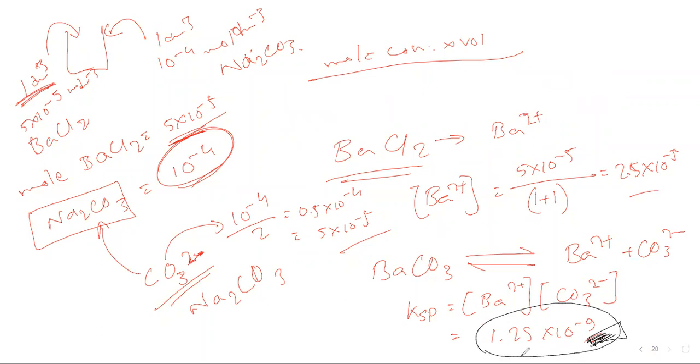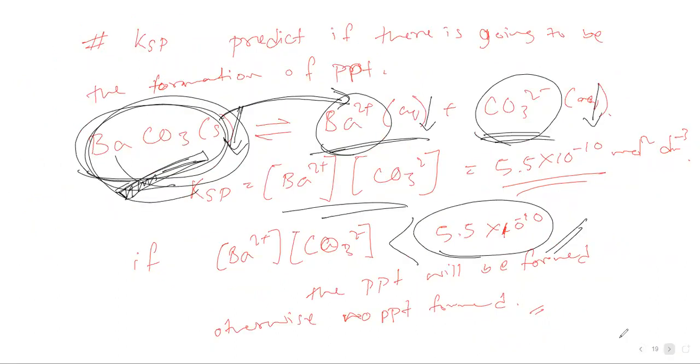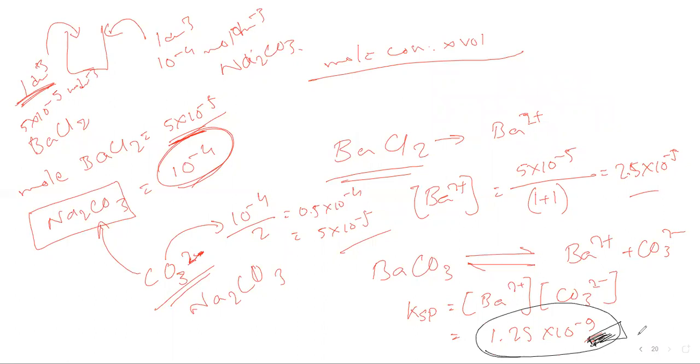So since this KSP value is greater than the value over there, KSP greater means more Ba2 plus and CO3 2 minus concentration. So if the concentration of Ba2 plus and CO3 2 minus is greater, that means it is insoluble. So no precipitate. Okay. So that's basically it. If you didn't get it, rewatch it again. Most probably you'll be getting it.